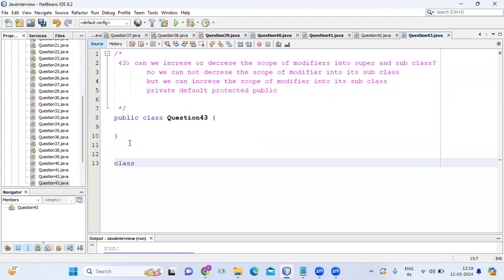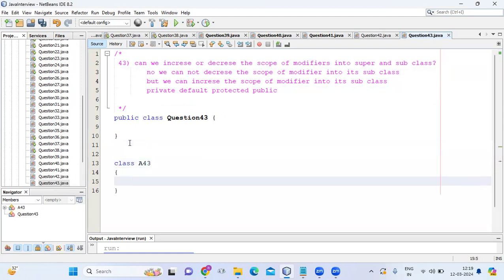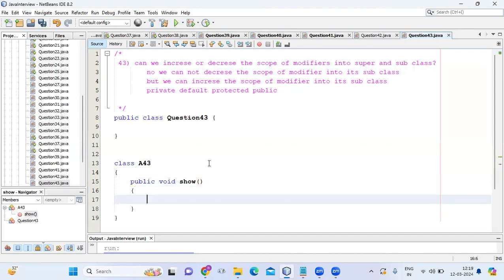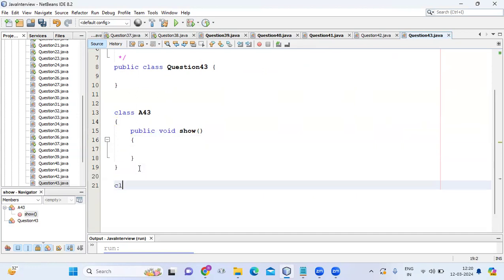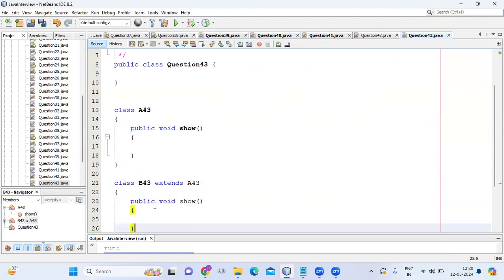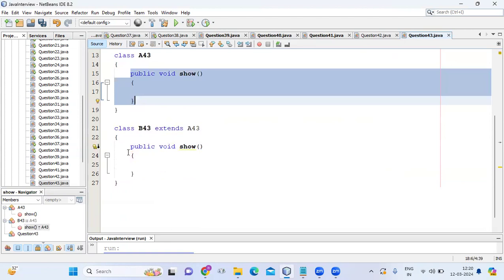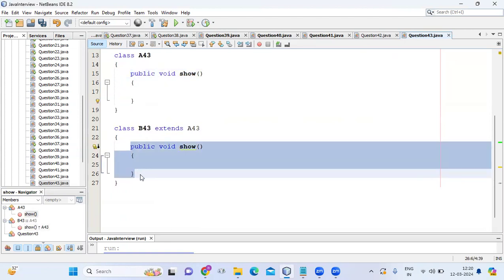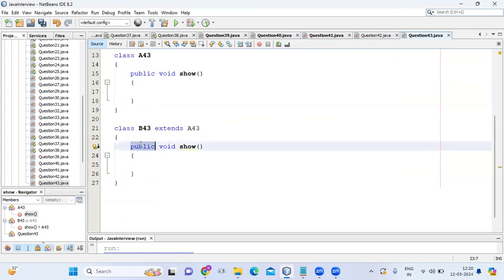Suppose we write class A43, and in A43 we write one method, a public show method. Then suppose we write a class B43, which extends A43, and this method we override here. You can see, we can write the same modifier level. Public to public will work.